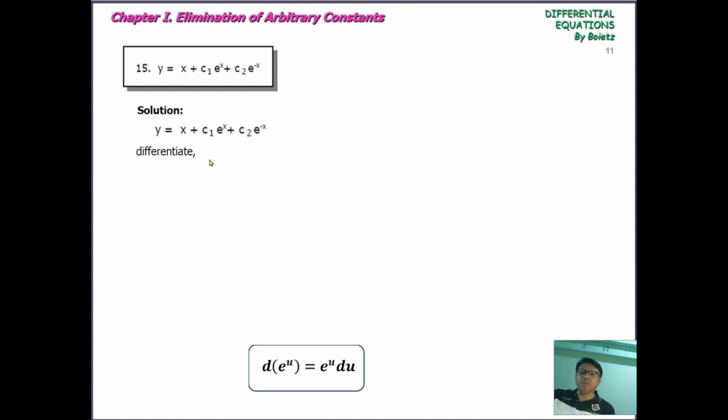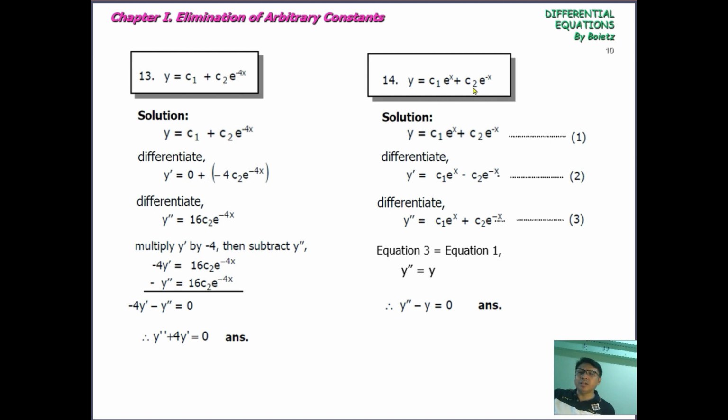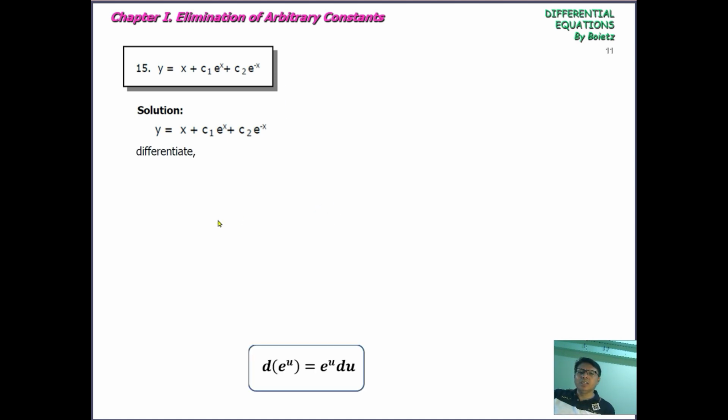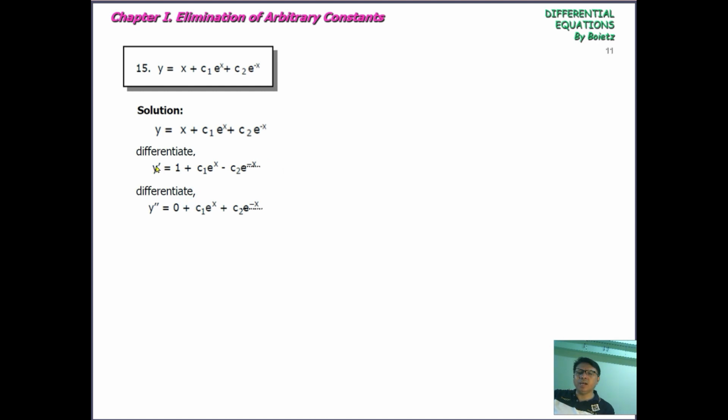Again, e to the u na naman. I think meron na tayo niya sa kabila. You can copy the derivative nito. Yung y prime, you can copy this one. Then y double prime, ito. Okay. Pwede nyo kunin na lang yan. So, the derivative ng c1 e to the x is c1 e to the x. Derivative nito is negative c2 e to the negative x. Then differentiate again, y double prime, ang y prime equals derivative ng 1 is 0. C1 e to the x is also C1 e to the x. Then ito, magiging negative times negative 1, magiging positive C2 e to the x.